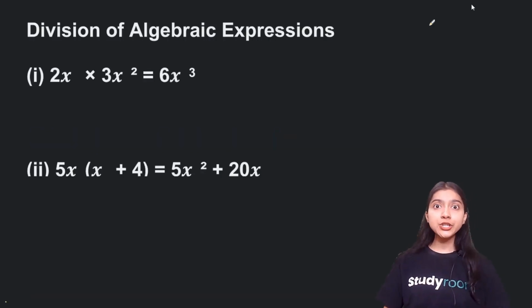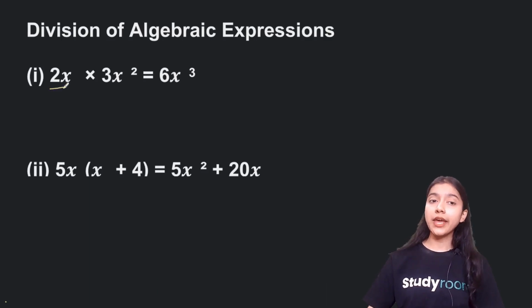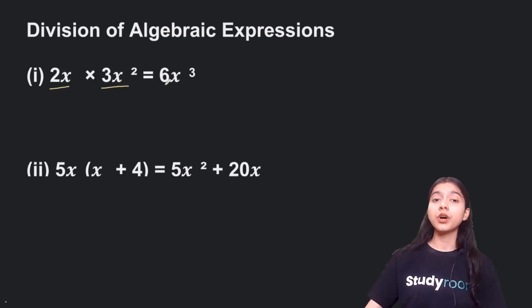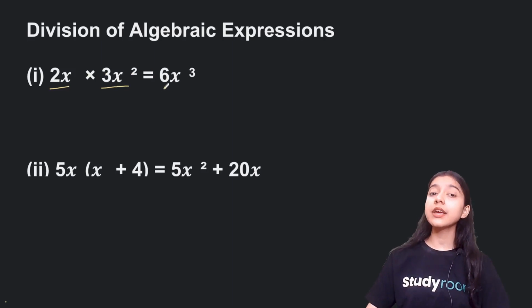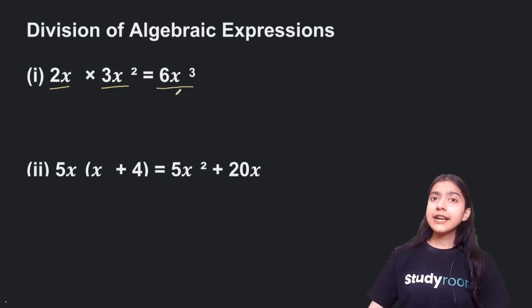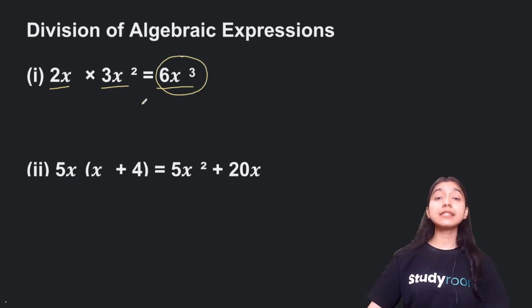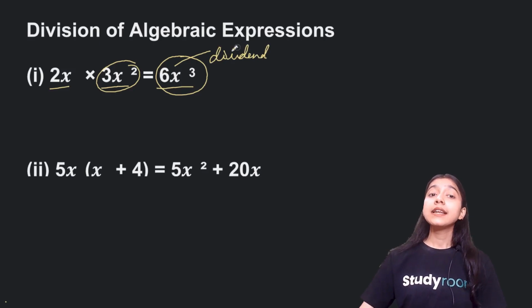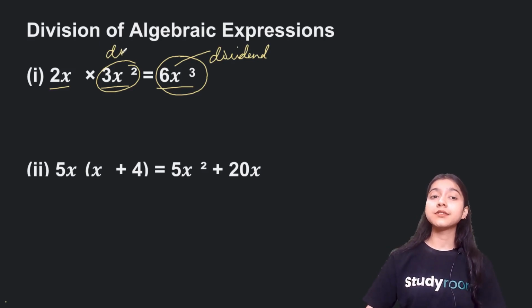Before starting the main topic of division of algebraic expressions, I want you all to make some observation. Over here we have 2x multiplied with 3x squared. Now, 2 multiplied with 3 gives us 6 and x multiplied with x squared gives us x cubed. So, ultimately 2x multiplied with 3x squared gives us 6x cubed. Now, let us divide 6x cubed with 3x squared. That means let us take 6x cubed as the dividend, and let us take 3x squared as the divisor.